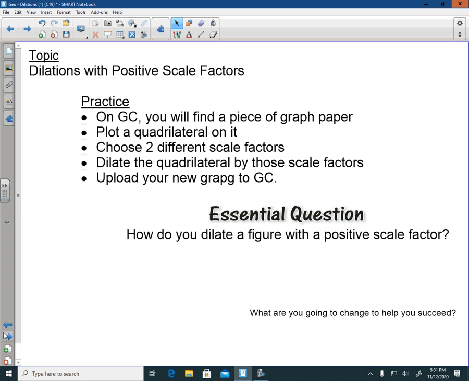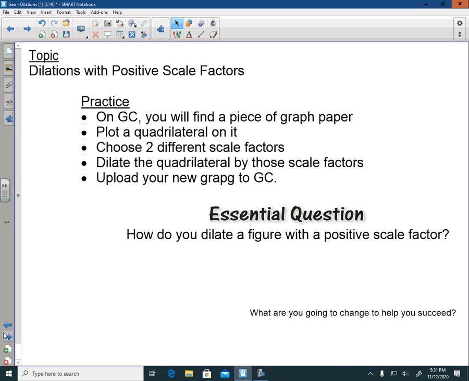Here is your practice. On Google Classroom, I have dropped a piece of graph paper for you. I'm going to ask you to plot a quadrilateral on it, anywhere you want. Put a quadrilateral down on that piece of graph paper. Then choose 2 different scale factors. Maybe one is bigger than 1 and one is somewhere between 0 and 1. It's totally up to you. And then dilate the quadrilateral by those scale factors.